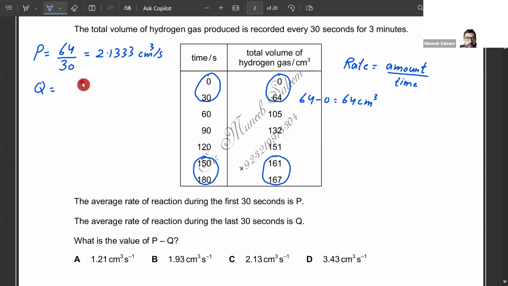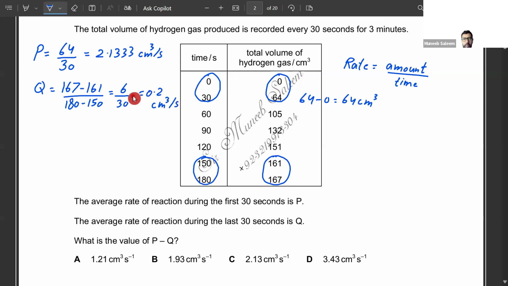So I will write Q is equal to, again, the amount should be in the numerator. Now this time it is 167 minus 161 divided by, again, 30 seconds. Either you just write 30 or you could write 180 minus 150. That will still give you 30. So it will become 6 divided by 30. And when you do the calculation, you will get 0.2 cm cube per second.